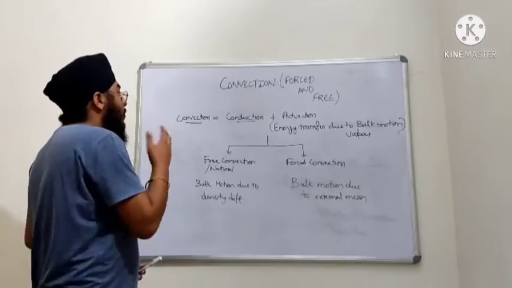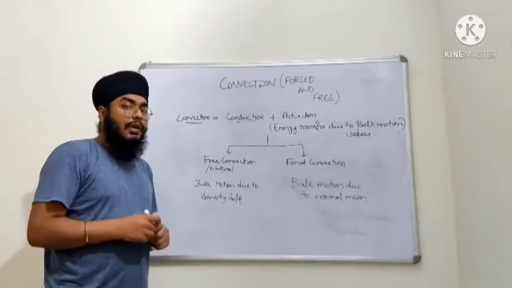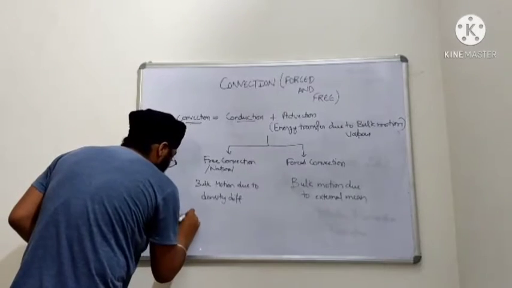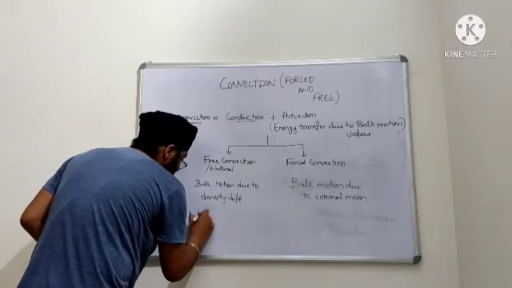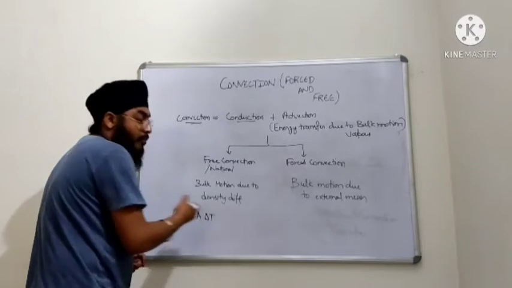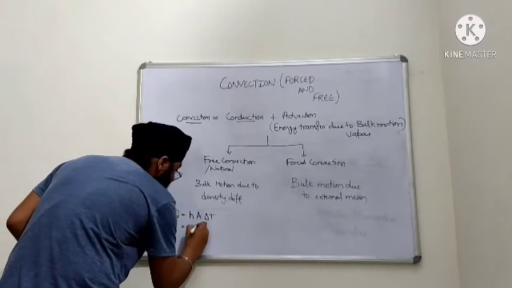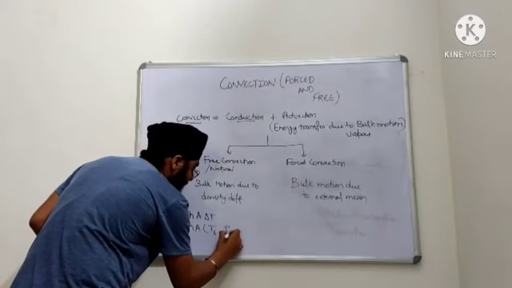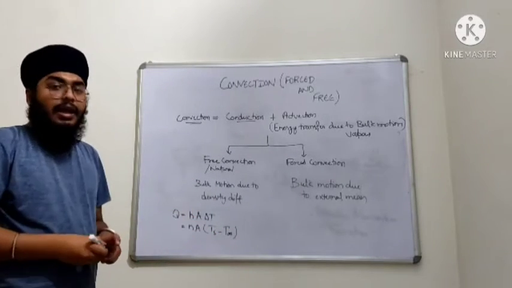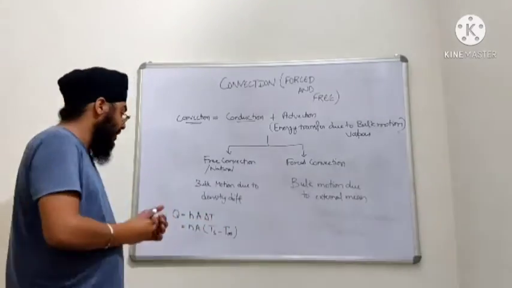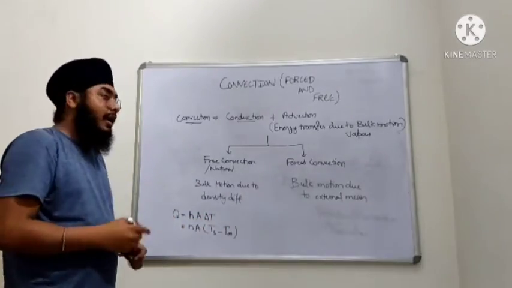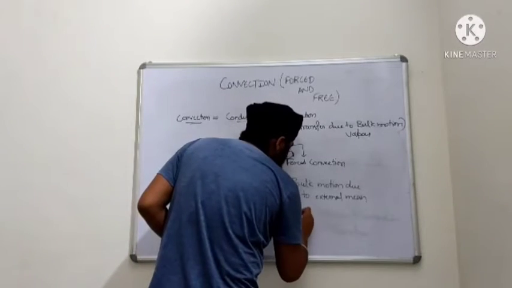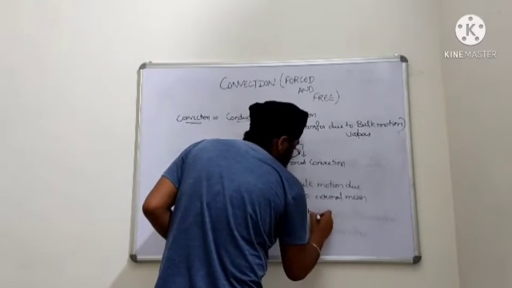Now, for convection, we know the governing law is Newton's law of cooling, which is nothing but Q is equal to H A delta T. More specifically, Q = h A (Ts − T∞), where delta T is Ts minus T infinity. Now, A here is the area of the surface and H is the heat transfer coefficient. So, H is the heat transfer coefficient.